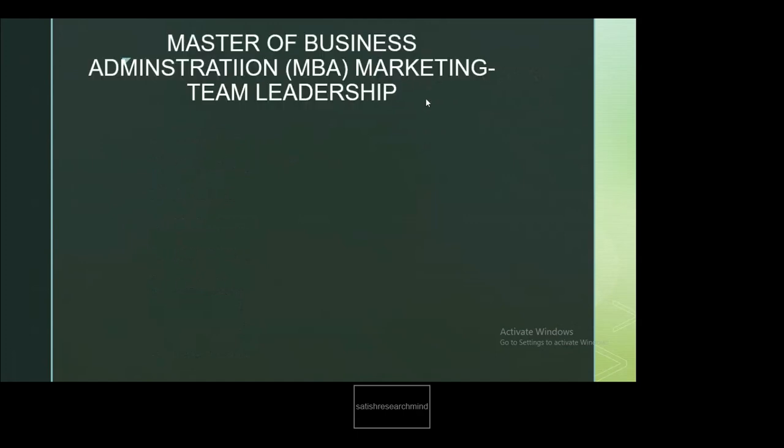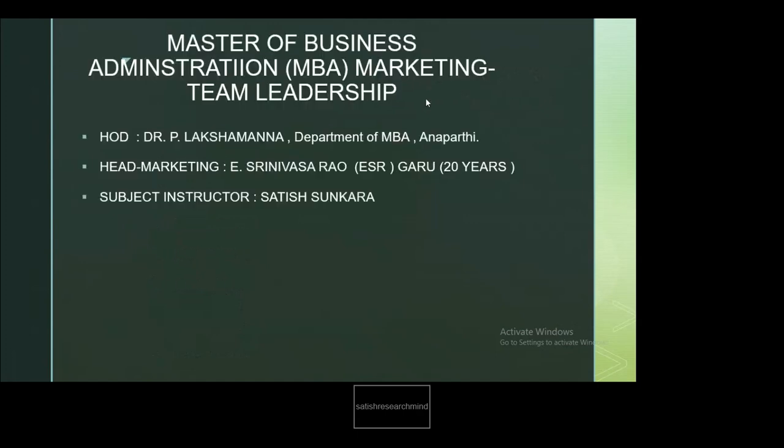This is the Master of Business Administration, MBA marketing team leadership. The key departments: the HOD is Dr. P. Lakshmana sir, who is the principal and HOD of the GBR institution. The head of marketing is Srinivas Rao sir, who has 20 years of experience in marketing. I am the subject coordinator as part of the marketing specialization.